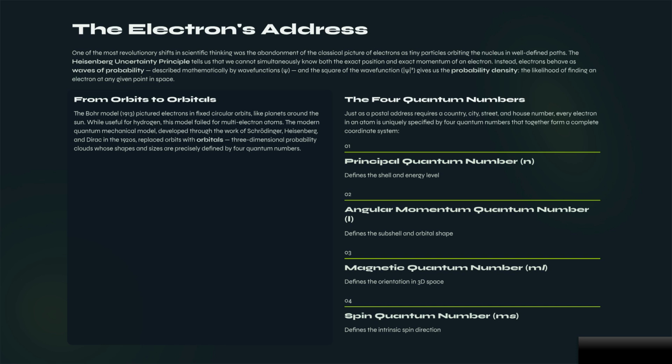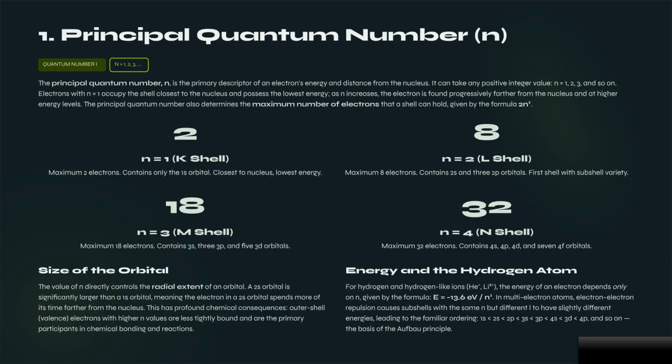Electrons behave as probability waves, and their location is described by a probability density. This address is defined by the four quantum numbers: principal n, angular momentum l, magnetic ml, and spin ms. The principal quantum number n describes an electron's energy and distance from the nucleus. It is a positive integer, 1, 2, 3, etc., defining the electron shell and the maximum number of electrons a shell can hold, given by 2n squared. Higher n means larger orbitals and higher energy.